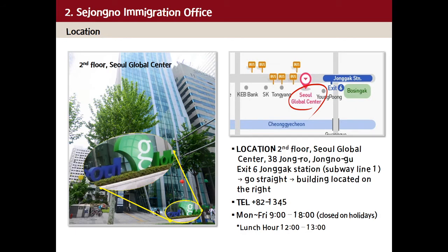Sejongno Immigration Office is located at this address. It's at a building called Seoul Global Center. If you're taking the subway, take line 1 and get off at Chonggak Station. And you are going to step out of the station through exit 6. Go straight, and it will be the building on your right. You can also call the call center at 1345 without an area code.